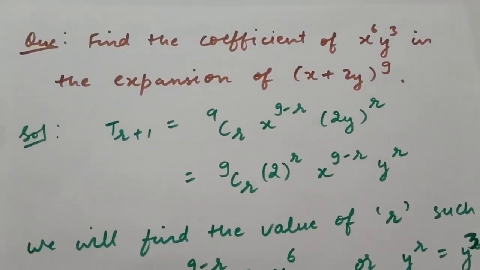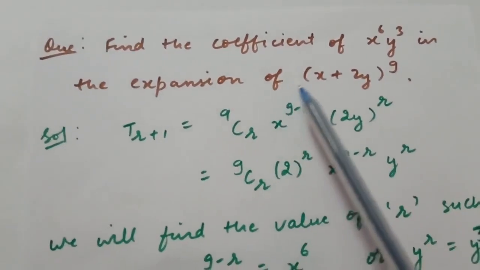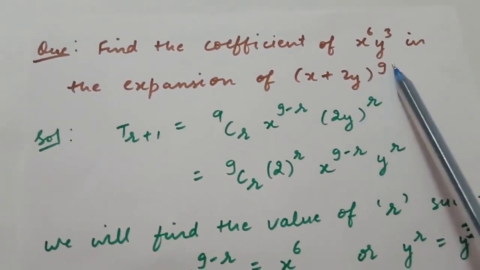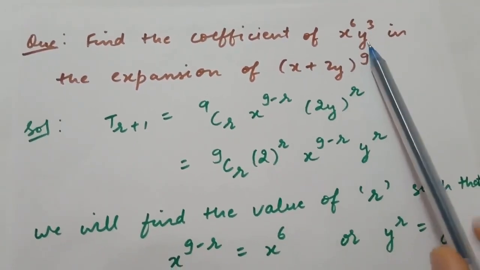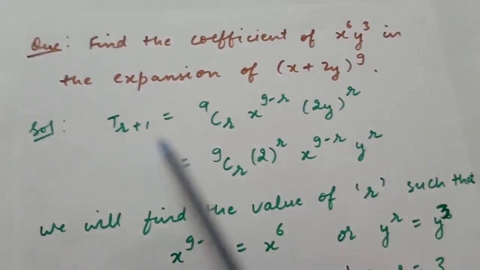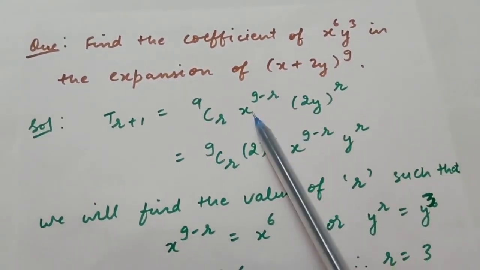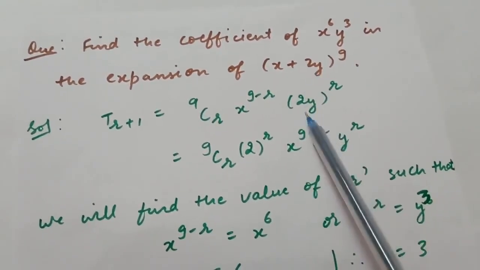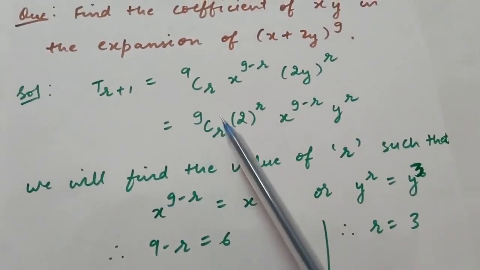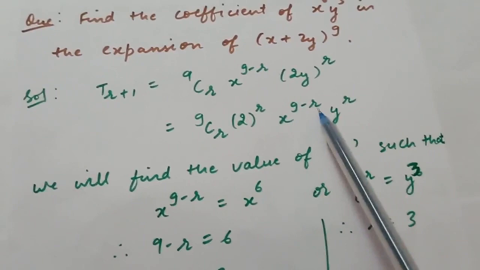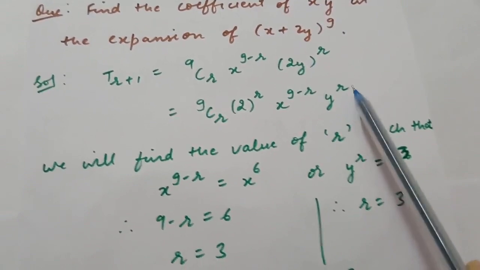Next question is find the coefficient of x raised to the power 6 y cube in the expansion of x plus 2y whole raised to the power 9. We have to find the coefficient of this, right? So what to do if we want to find the coefficient? First of all, find out the general term, which will be 9cr x raised to the power 9 minus r and 2y raised to the power r. Separating this to find the final general term. So 9cr x raised to the power n minus r, separating this 2y. So 2 raised to the power r into y raised to the power r.